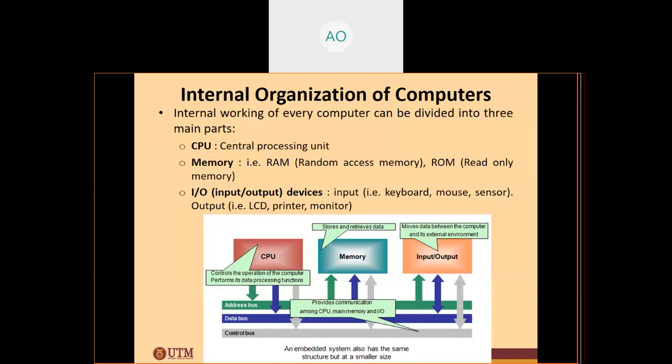Okay, first is the CPU. The second one is the memory, and the third one is input-output. Okay, these are the three main parts that a computer needs: CPU, memory, and input-output device. The CPU is called the central processing unit. You need a CPU to do data processing.